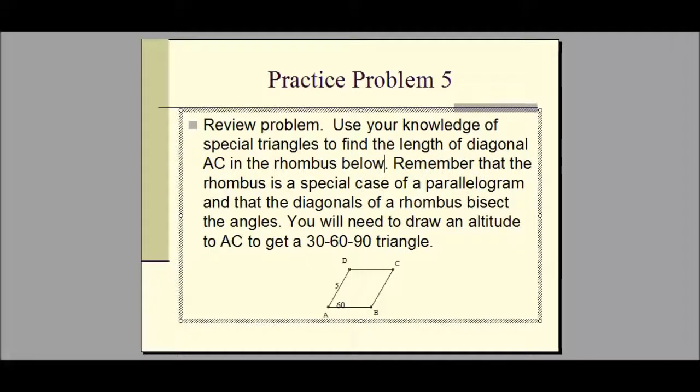Practice problem 5 is quite challenging, so don't feel bad if you can't do it. What you're to do is use your knowledge of special triangles to find the length of diagonal AC in the rhombus below. It's the same rhombus we've been working with in the other slides. Remember that the rhombus is a special case of a parallelogram and that the diagonals of a rhombus bisect the angles. You will need to draw an altitude to AC to get a 30, 60, 90 triangle.